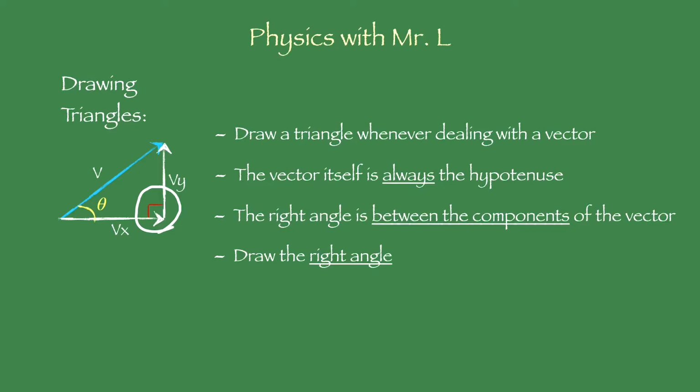Since v is the vector, it's the longest side. And the right angle is opposite to the hypotenuse.